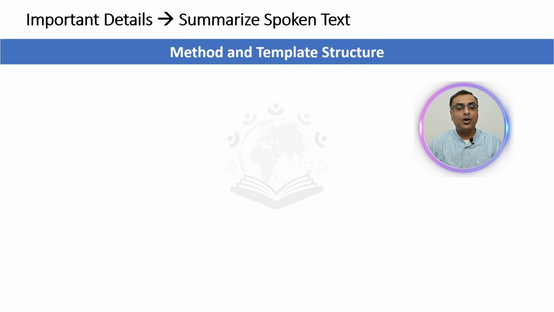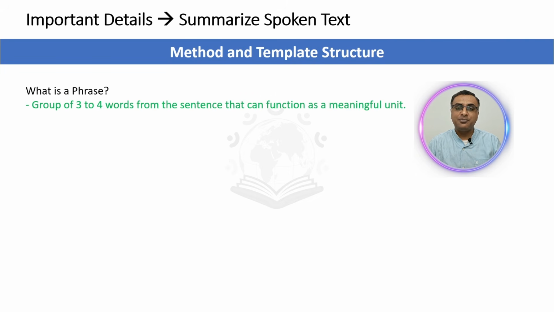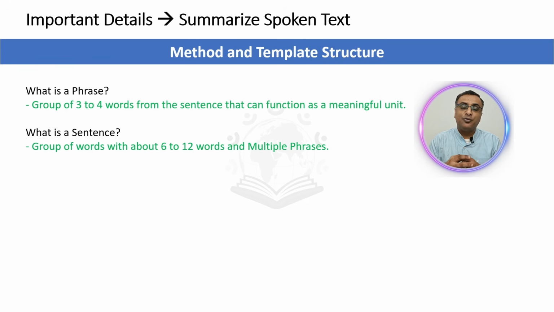Before I play the audio, I would want you to see a couple of things with regards to the approach that you need to take for the summarize spoken text question. Let's look at the method first. What is a phrase? Phrase means a group of 3 to 4 words which is taken from a sentence. And what is a sentence? Sentence means a group of about 6 to 12 words with multiple phrases. If you see my previous videos, I have explained all of this in detail.